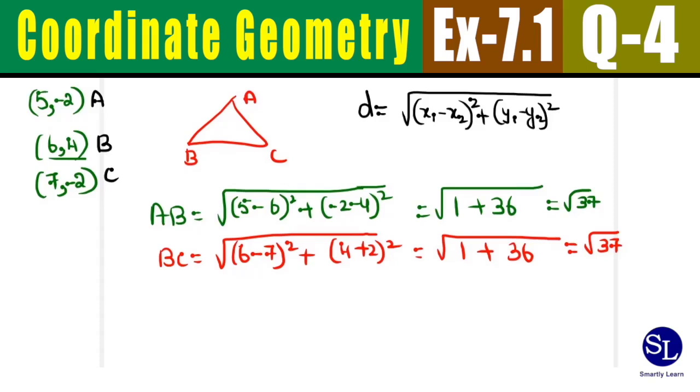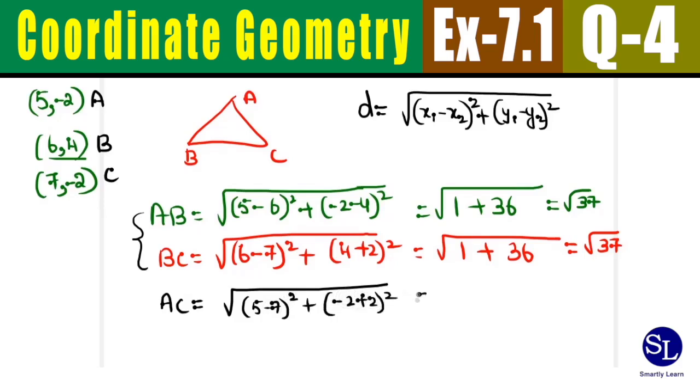Now let's compute the last one too. Mainly because we already got what we are looking at, but you should not assume AC is also root 37. Why? Because otherwise the triangle will become equilateral. So don't hesitate to find the third side's distance too. So AC is going to be square root of A minus C in terms of coordinates. So it is (5 minus 7) the whole square plus (-2 plus 2) the whole square.